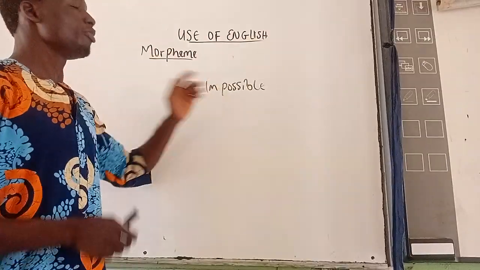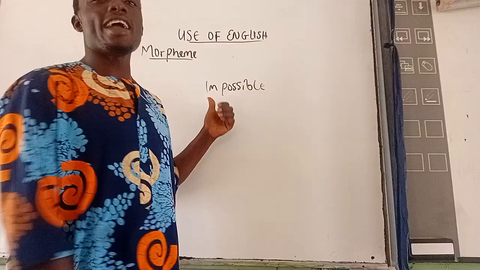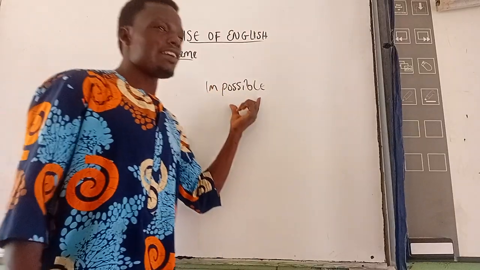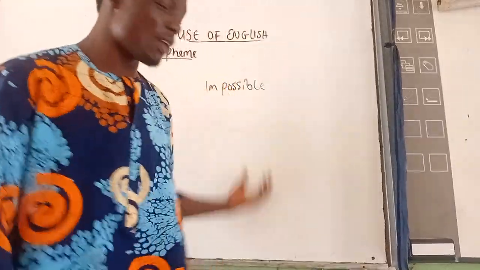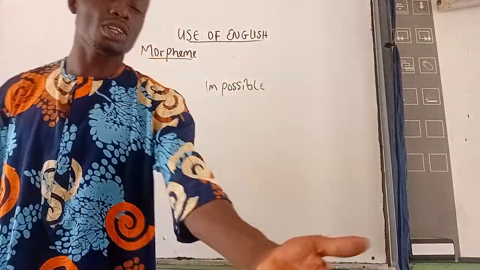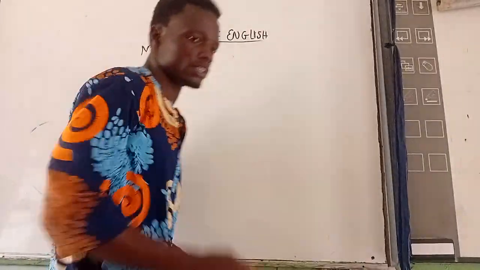Just calm down. If you remove IM and what is left here is, maybe the meaning is now table. The meaning has now become table. From impossibility to table. Do they have any connection? Listen, let's proceed. You get it better.